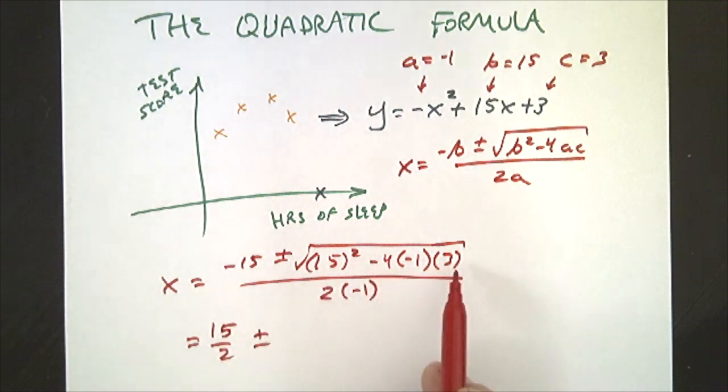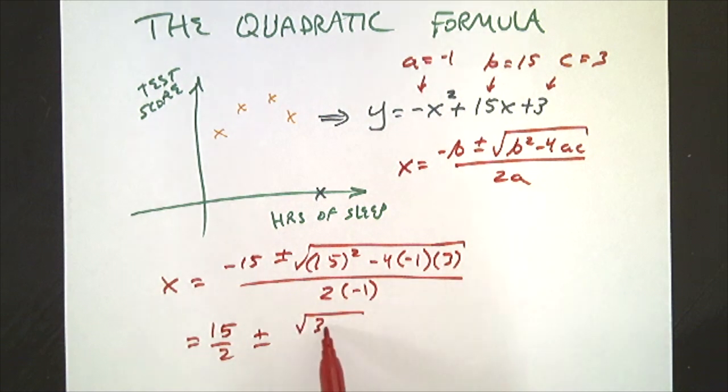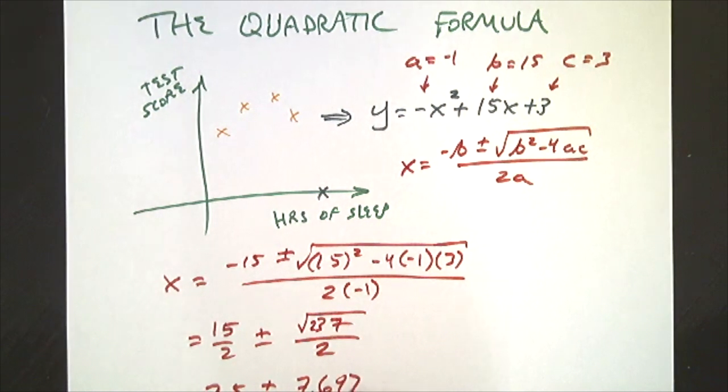This is the square root of 237. If this is over a negative number, the square root of 237 divided by a negative number, but it's plus and minus, it's the same result. It's now minus and plus, but we don't have to change the order, just over 2. No difference. That simplifies to 7.5 plus and minus, in decimal form, 7.697.